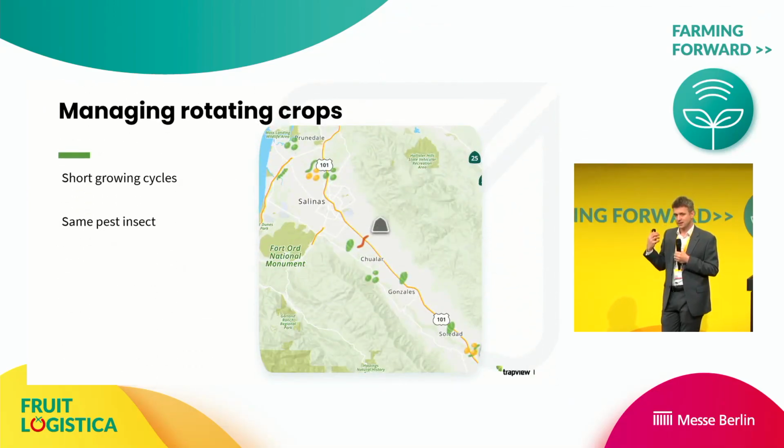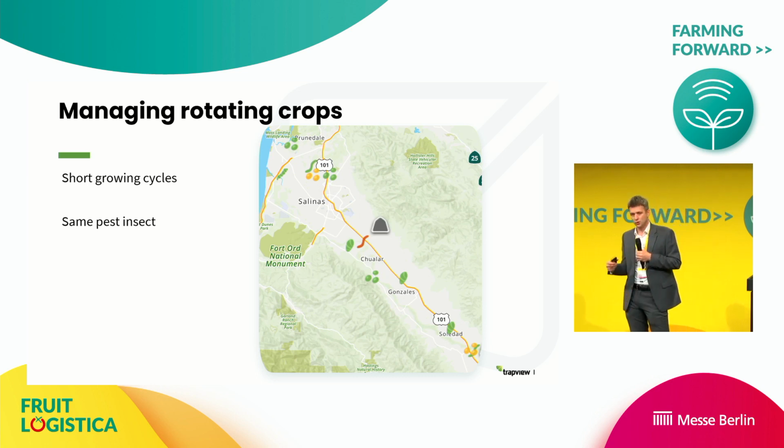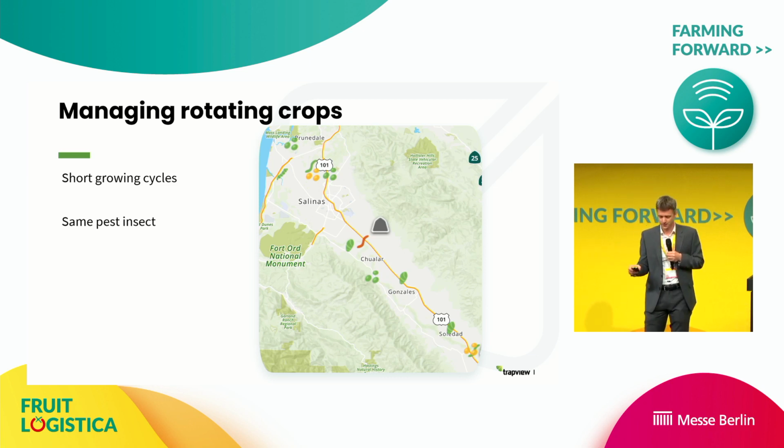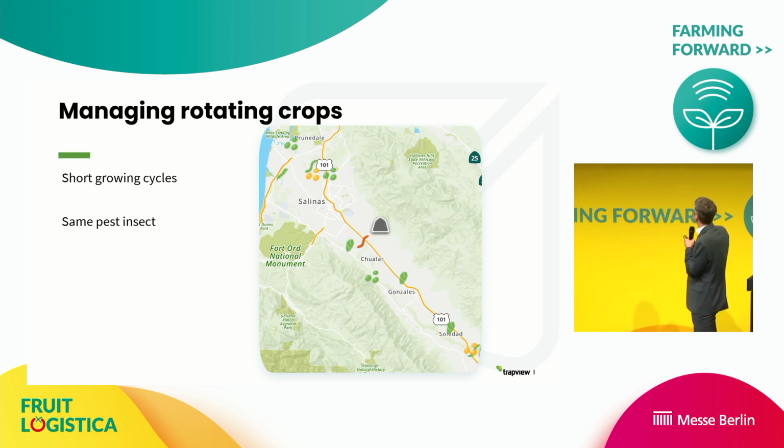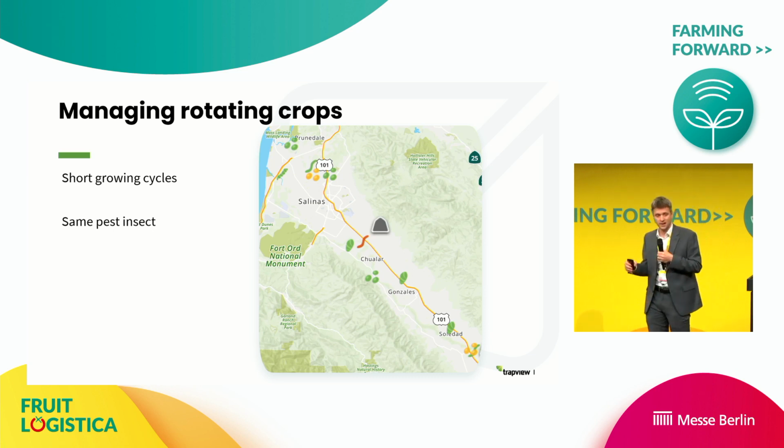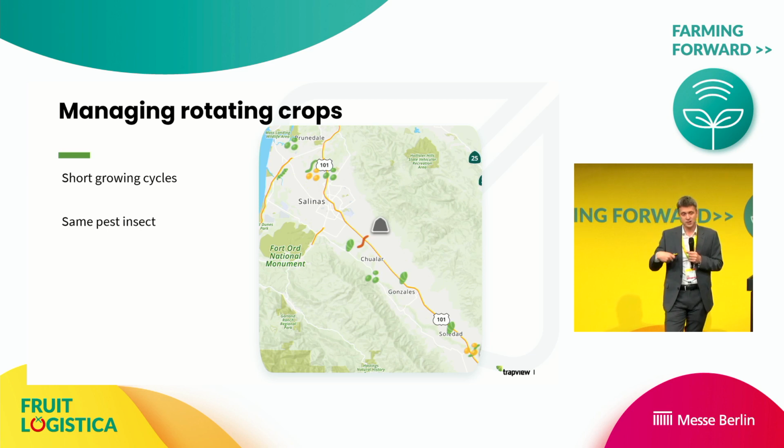The second benefit is when you need to manage rotating crops, vegetables being the prime example of that. Here is a case from the US, Salinas Valley. It's one valley, focused very much on different vegetables, but brassica, for example, is a big crop there. And it's rotating. Every 3 months, a new crop comes in. And otherwise, from a weather perspective, it's pretty much the same.